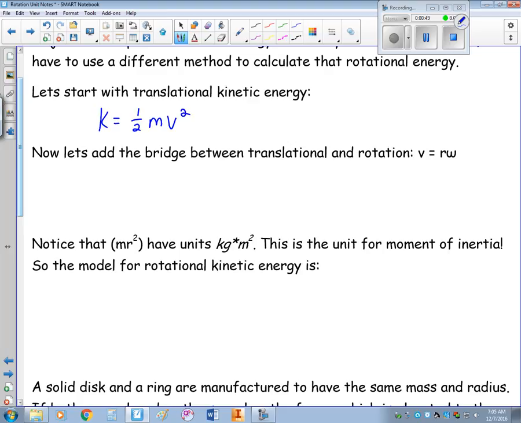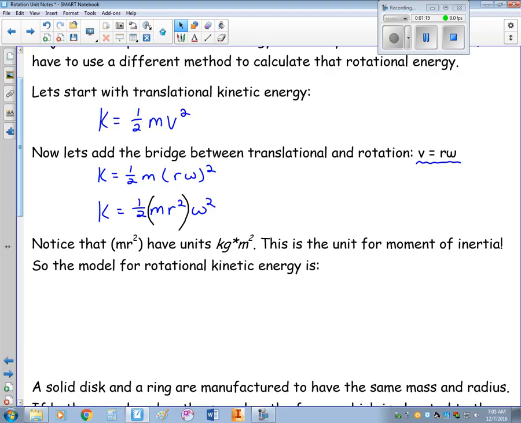v equals r times omega. So we can do a little bit of algebra here. And I want you to pay close attention to the mr squared part of this. That would have units of kilogram meter squared, which is the unit for moment of inertia.